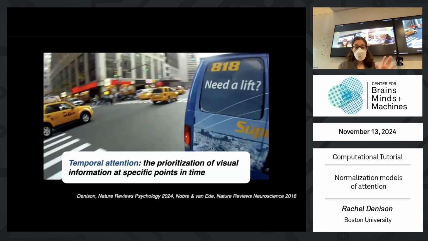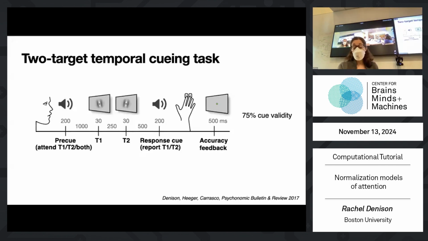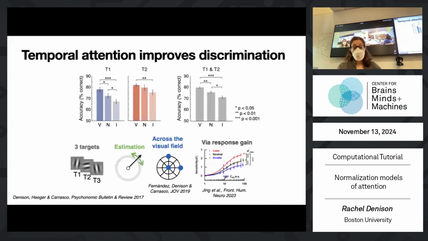I'm going to skip some of this because I know we're running close to time, but what we do in the lab is we actually ask people to attend to different points in time. So now we have two stimuli that appear one after the other. We say attend to the first one or attend to the second one. And we see behaviorally, in many, many studies, that when you attend to the first one, your perception gets better for the first one, but it gets worse for the second one. And when you attend to the second one, your perception gets better for the second one, but it gets worse for the first one, compared to a situation where you're asked to sustain attention across both stimuli.